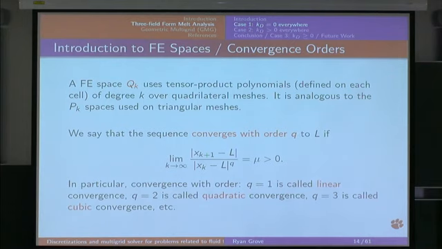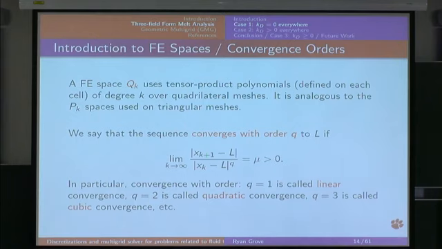Right, and then introduction to finite element spaces and convergence orders. This is just in case you're not really familiar with this kind of stuff. So a finite element space Qk uses tensor product polynomials defined on each cell of degree k over quadrilateral meshes. For those of you who use FEniCS, it's analogous to the Pk spaces that you use there.